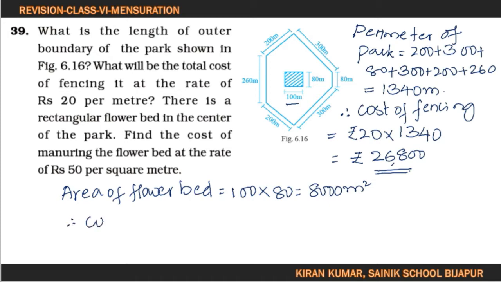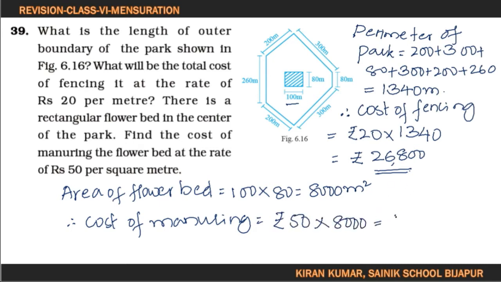Therefore, cost of manuring will be equal to rupees 50 to be multiplied with 8,000, will be getting rupees 40 followed by 5 zeros. So we get 4 lakh.